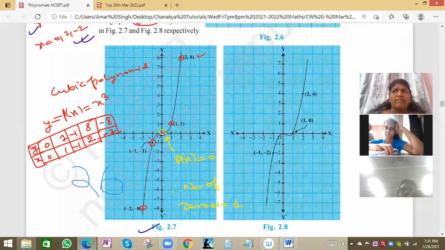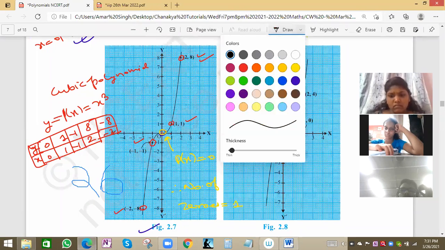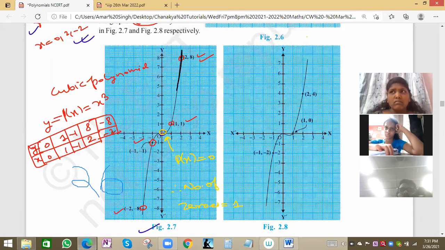So 4 to 5 points we can have. 0 0 is one middle value we can say, and after that two values, 1 1 and 2 comma 8, and below these, two values, minus 1 and minus 2 comma minus 8. So these four values we can join smoothly to get the graph of x cube. X cube means degree will be 3, so the graph will be a cubic graph, and the polynomial we can say is a cubic polynomial.